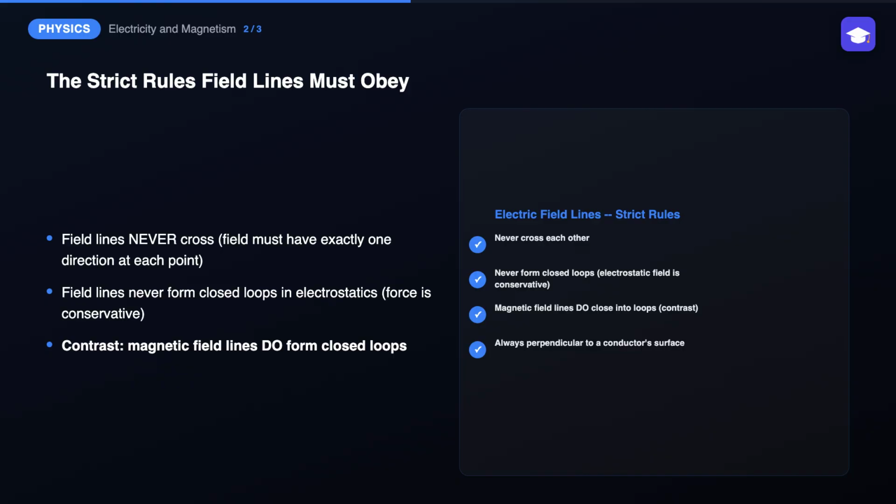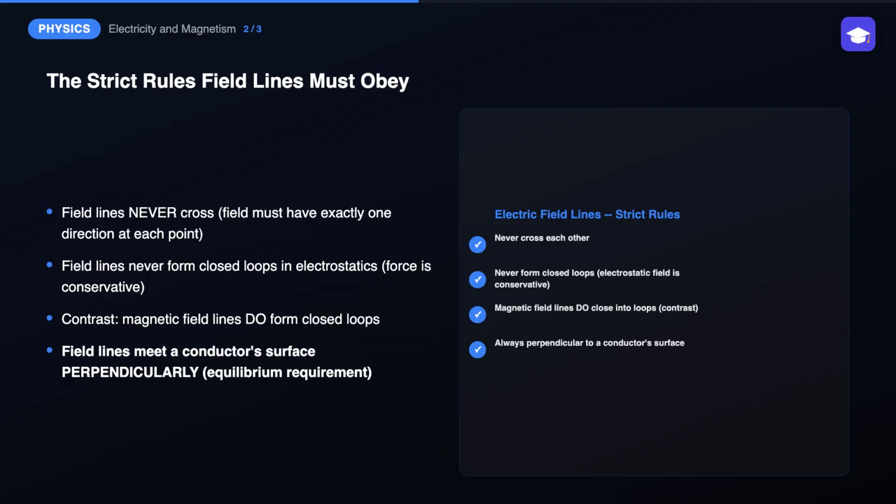instead. Field lines also always emerge from, or arrive at, a conductor's surface genuinely perpendicular to that surface, since any component of the field parallel to a conducting surface would immediately drive charges to keep moving along that surface, which is inconsistent with electrostatic equilibrium.